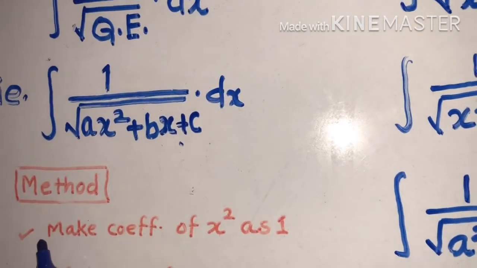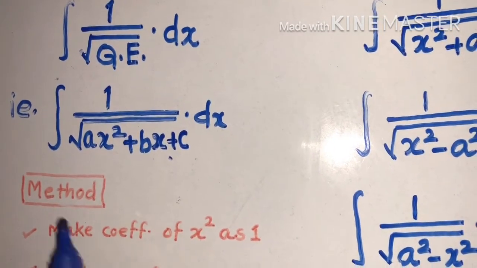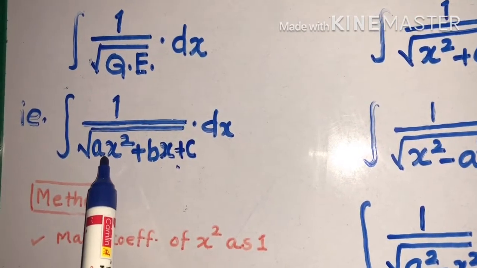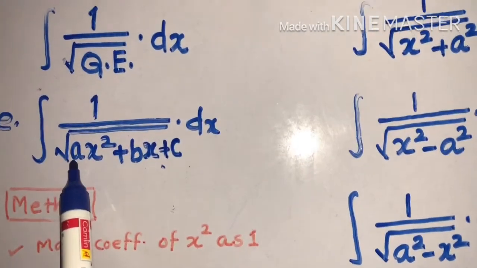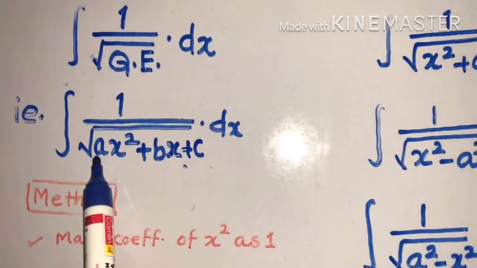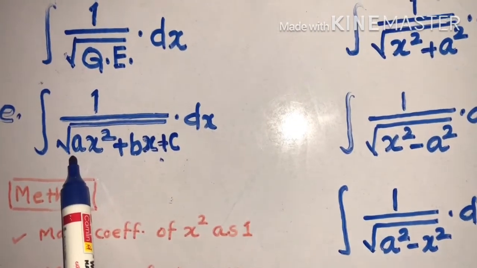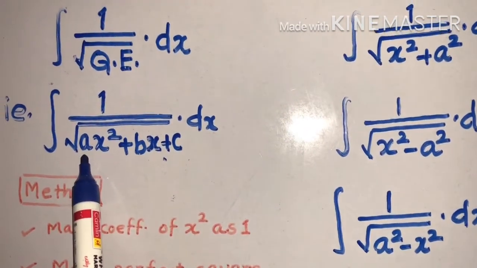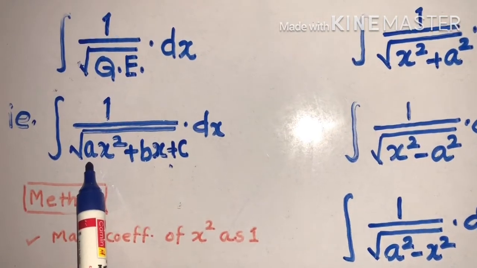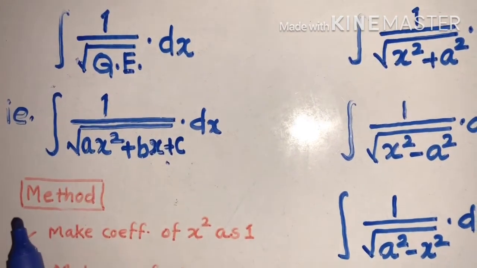First step, make coefficient of x square as 1. So you can see here sometimes the coefficient of x square is more than 1. If you have coefficient of x square as 1, then well and good. If you don't have 1 here, then we have to make it 1 by taking that part as common.